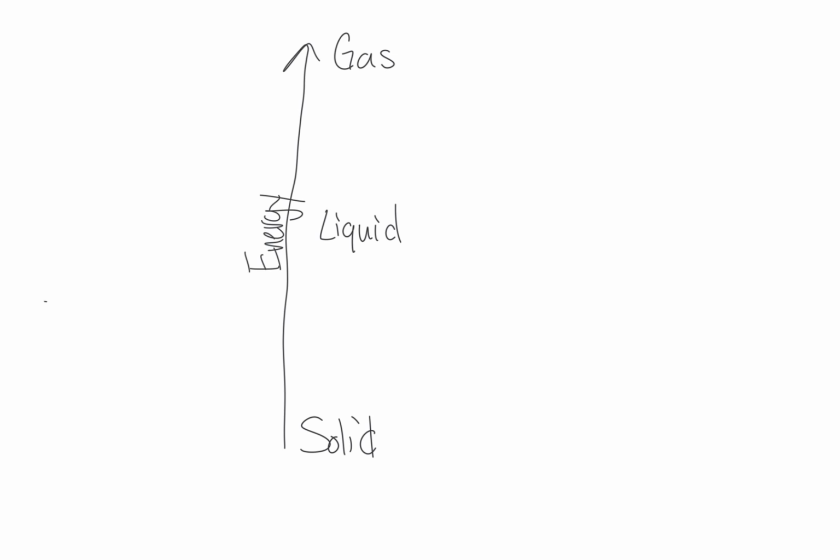Now, in order to go from a solid to a liquid, we need to get those molecules moving faster. So to go from a solid where those molecules are locked in place to a liquid where they can move around freely, we have to make them move faster. And the way that we do this is by adding heat energy. So we're adding that heat energy to the solid until it becomes a liquid. And the process of going from a solid to a liquid is called melting. That is melting.